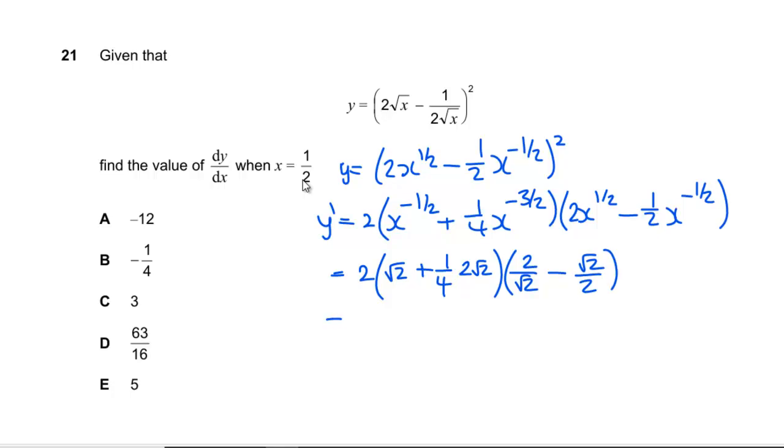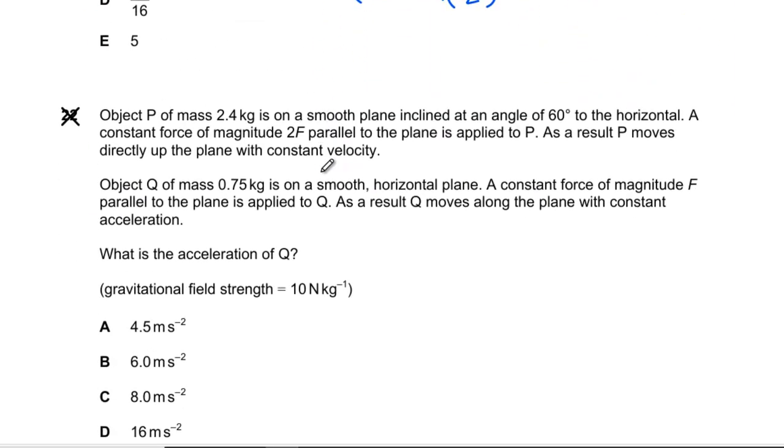Okay, so I've now got a 2 root 2. All of those are going to cancel, give me a plus root 2. Then that's root 2 minus root 2 over 2, so that is just root 2 over 2, which is 3 root 2 times root 2 divided by 2, that's just 3. So C. Right, that was not an easy opener.